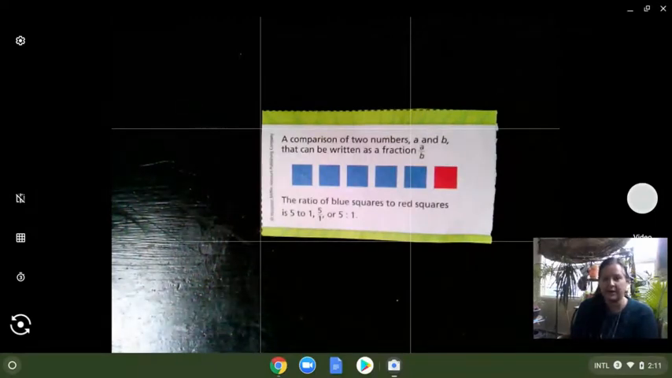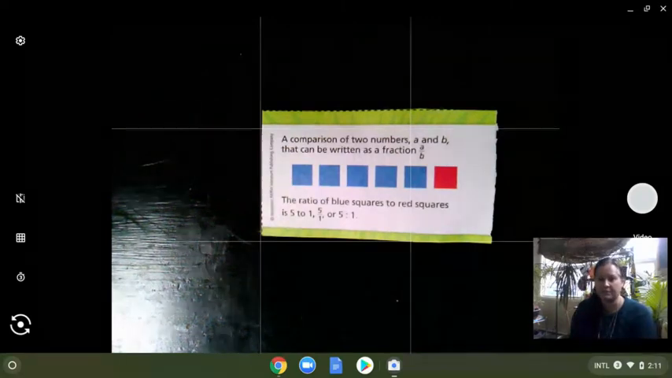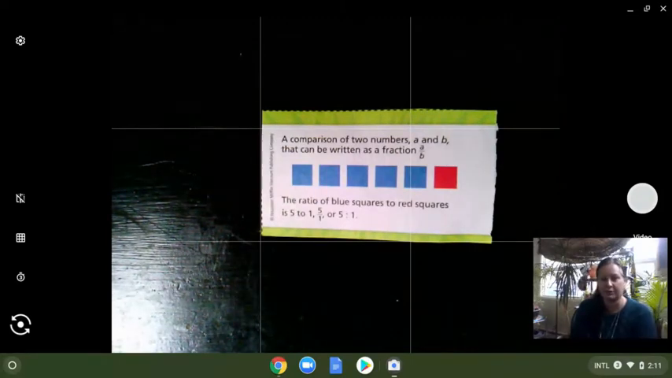The other thing I want to talk about here is that you have to be very careful when reading a problem, because it's not always going to be just blue squares to red squares. Sometimes they will ask you for the total number of blue squares to total squares, which would be 5 to 6, or how many red squares to total squares, which would be 1 to 6.